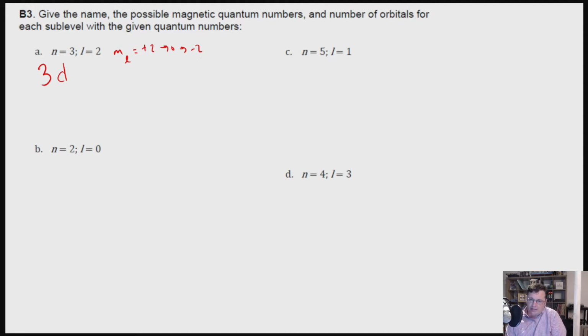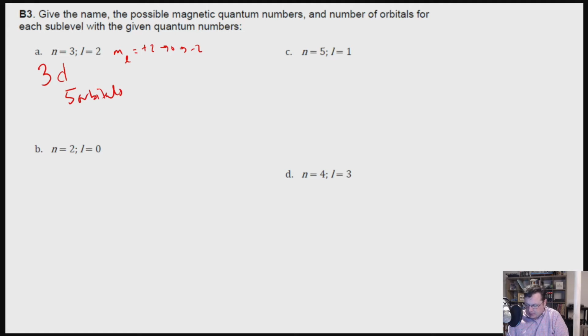And then there's also the m sub s, the spin quantum number in these cases. But we're not necessarily worried about that specifically, because we're really trying to just look at the orbital, and you only need those 3 quantum numbers to look at the orbital. So we have the 3d, and there's 5 different possibilities that you can have for a 3d orbital in this case.